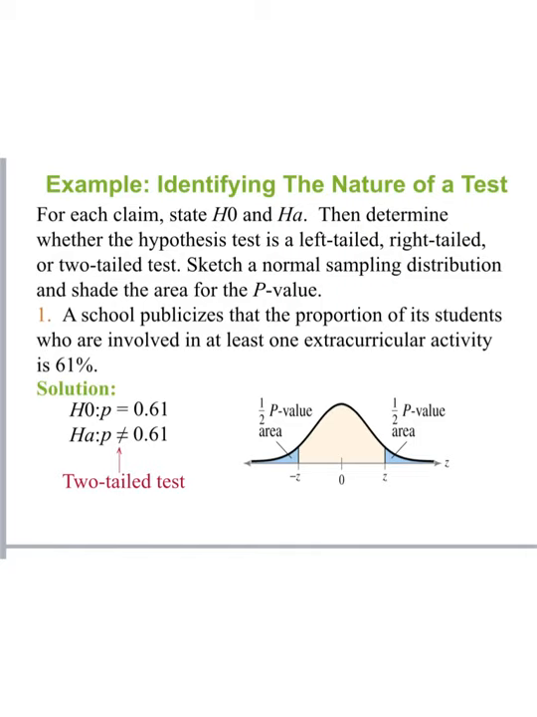All right, so going back to that example that we were talking about, a school publicized that the proportion of students who are involved in at least one extracurricular activity is 61%. We looked at this. This is a two-tail test. So my p-value is going to be in two areas, and this is my test statistic value, or both of these, that I would have to compute using the formula. We'll be talking about the formula a little bit later.